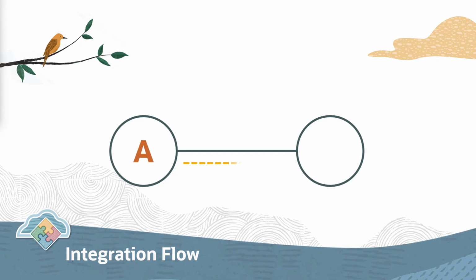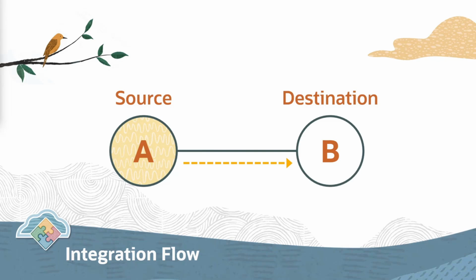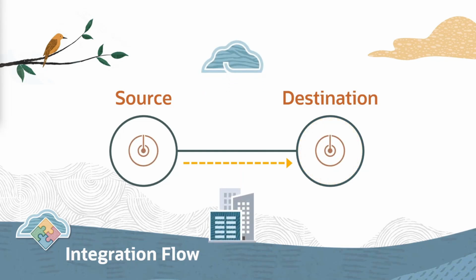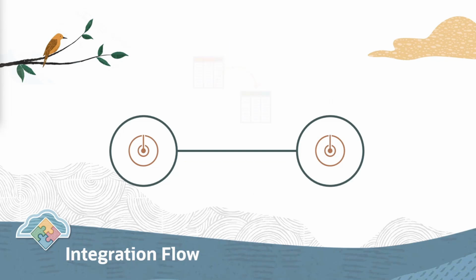In a simple integration that passes data from application A to application B, we represent the source system and the destination or target system. We use the word source to refer to the application the data comes from, and destination to refer to the application that receives the data. These are the endpoints of our integration, whether the applications they represent are on-premise or in the cloud.